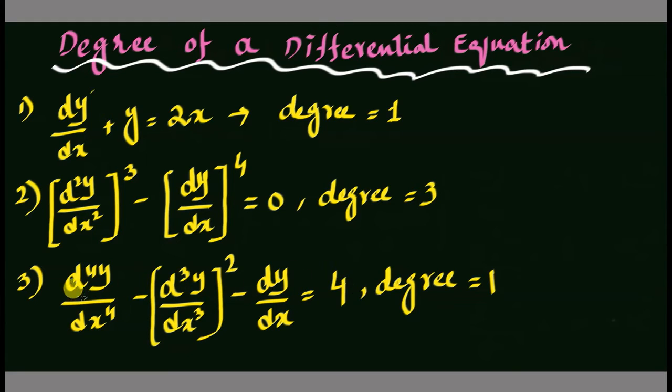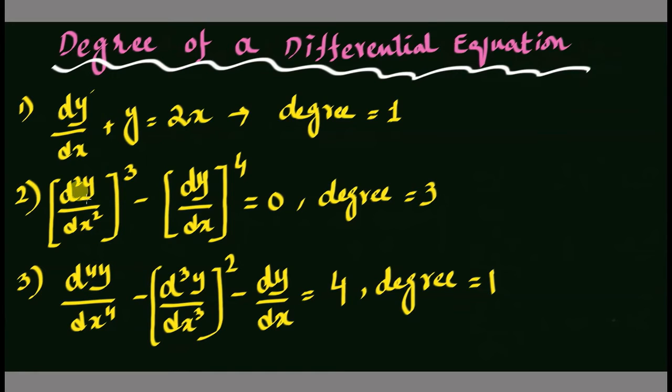If you see in example number 3, the highest power of the equation is 2, but we are not interested because according to the definition of the degree of a differential equation, we are interested in the power of the highest order derivative, and that power is 1 in example 3.